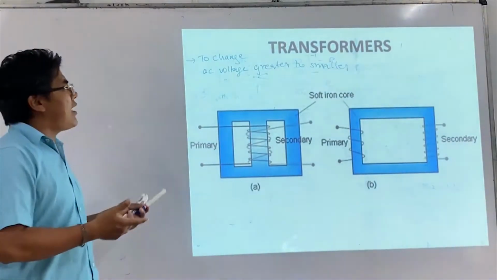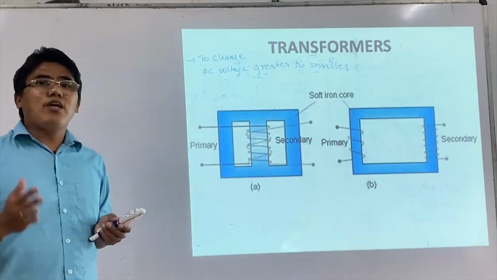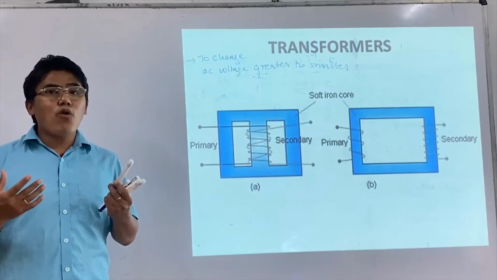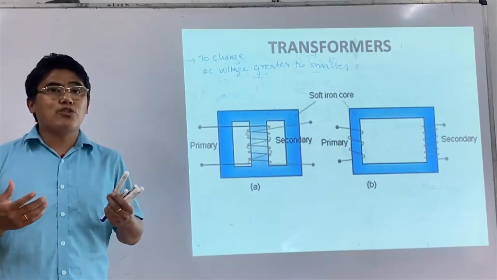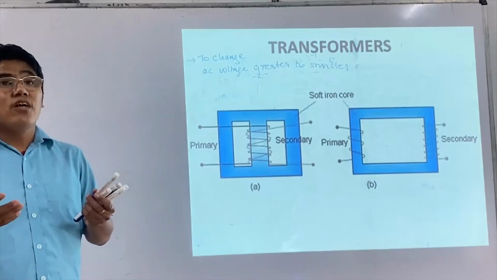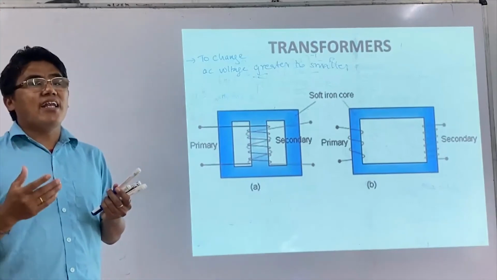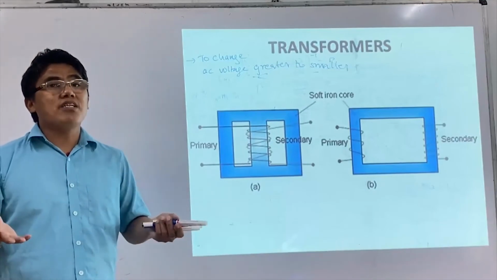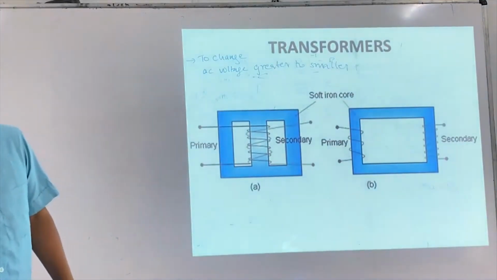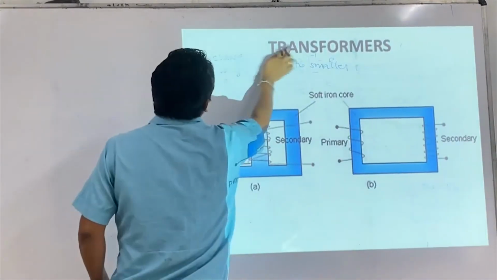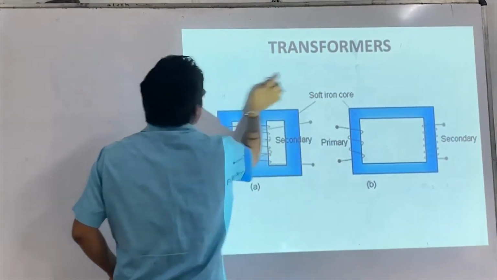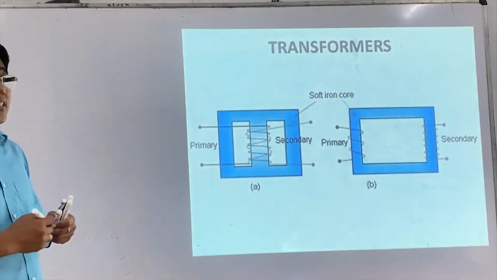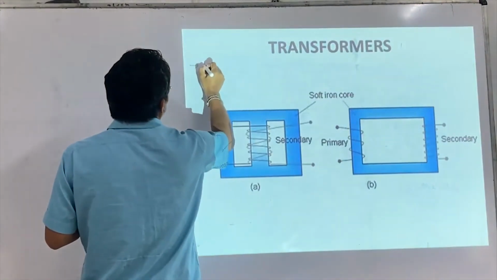And then why it is very essential is we have done in our power transmission that minimum loss of power during transmission is possible if the voltage is very high and current is very small. So this is how a transformer helps us to maintain a very high voltage. This is the application of a transformer. And then what about the principle? The principle is mutual inductance.